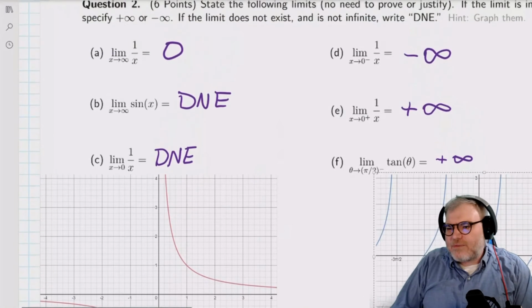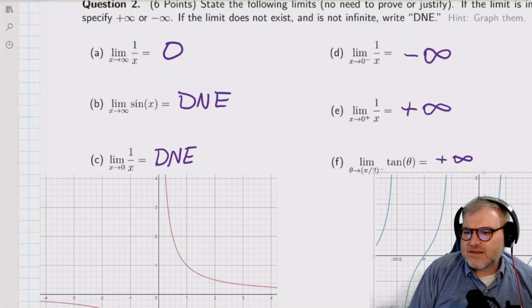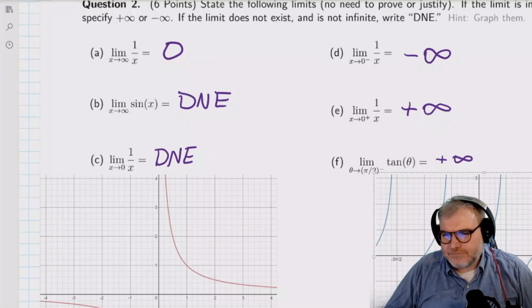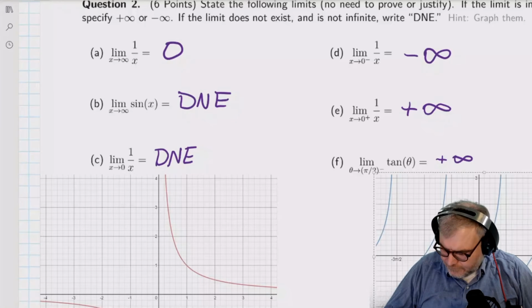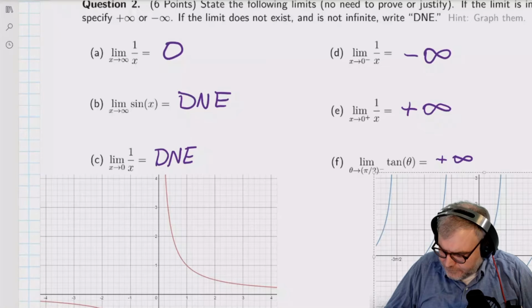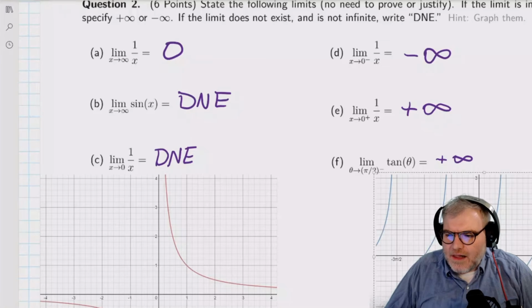Okay, so 1 to 5, how do we feel about the question 2 stuff involving 1 over x? Any questions about that? And then give me a 1 to 5 on that. I'll get to that one in a minute. All I'm asking right now is about 1 over x. Okay.